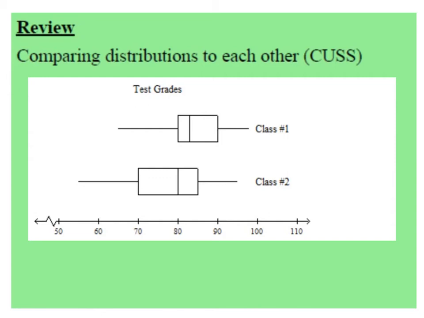We've talked about this before, but I just want to remind you that when you compare two distributions, you shouldn't make a Class 1 list: here's the center, unusual, shape, spread for Class 1, and again for Class 2. You should really have 4 sentences that compare them.